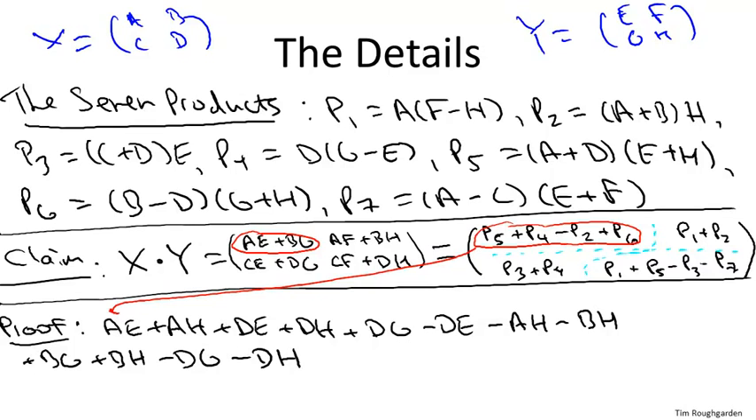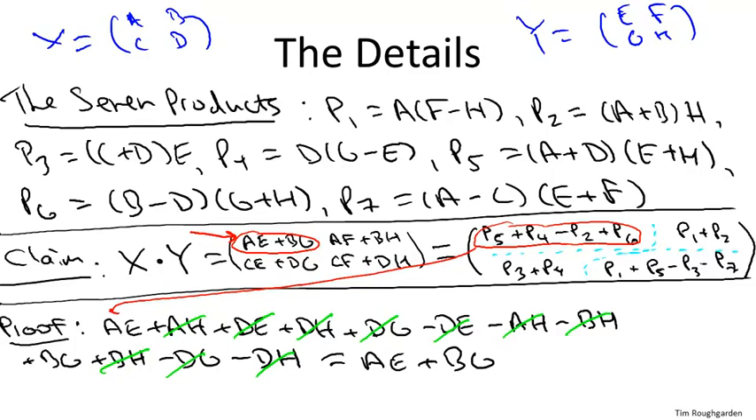Okay, so what happens next? Well, now we look for cancellations. So we cancel the AHs, we cancel the DEs, we cancel the DHs, we cancel the DGs, we cancel the BHs, and holy cow, what do we get? We get AE plus BG. That is, we get exactly what we were supposed to in the upper left block of X times Y. So we just verified that this equation holds for the upper left block. It's quite easy to see that it holds for the upper right and lower left blocks, and then a comparable calculation verifies it for the lower right blocks of the two.